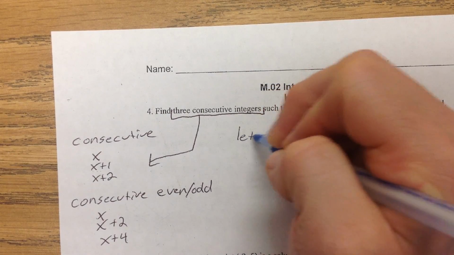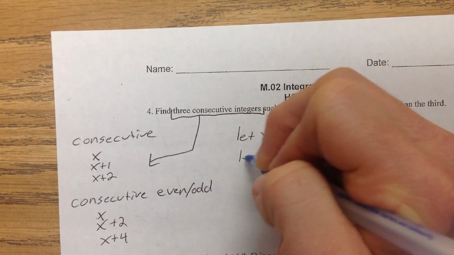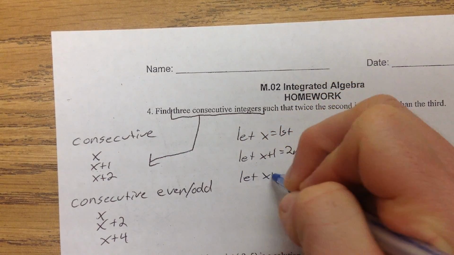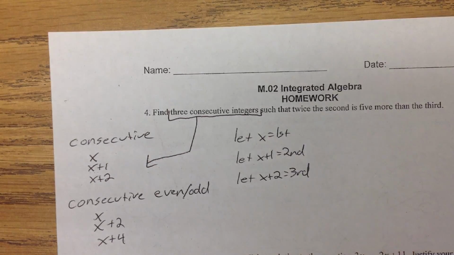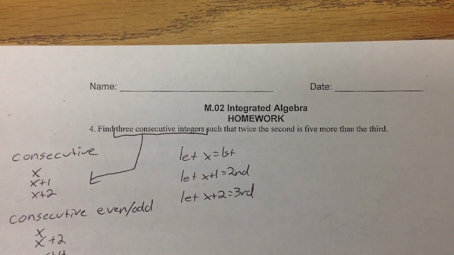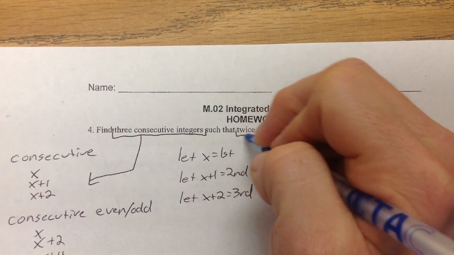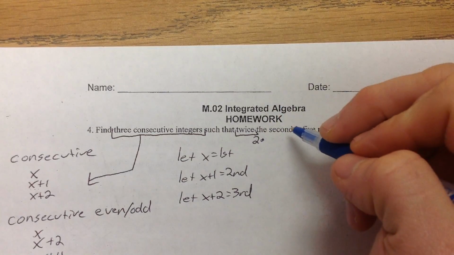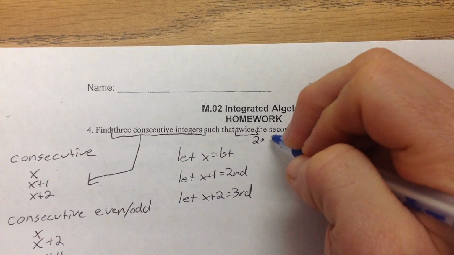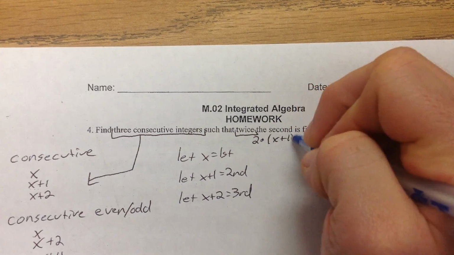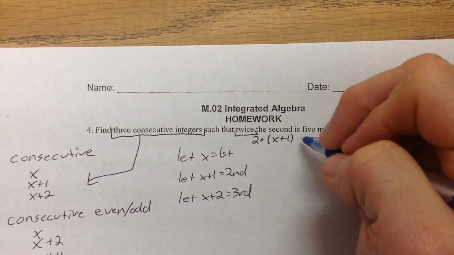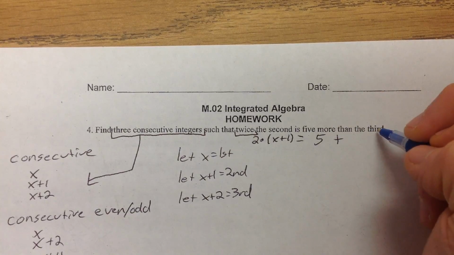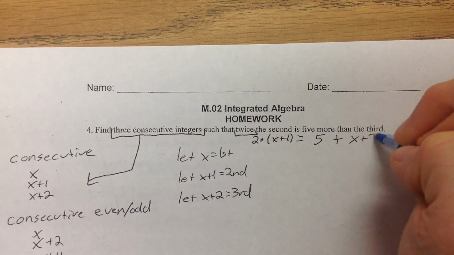We can just say let x equal the first, let x plus 1 equal the second, let x plus 2 equal the third. And now we actually have to do the translation, such that twice. Well, when you do something twice, you do it 2 times, so that's going to be 2 times. The second is our x plus 1, so the key here is that we remember to put that in parentheses, is our equal sign. 5 more than is a plus sign. The third is x plus 2.